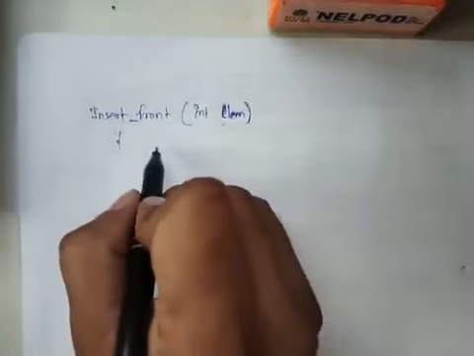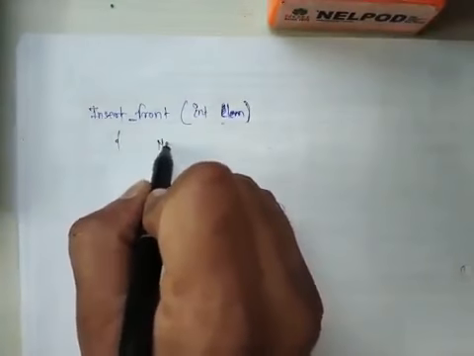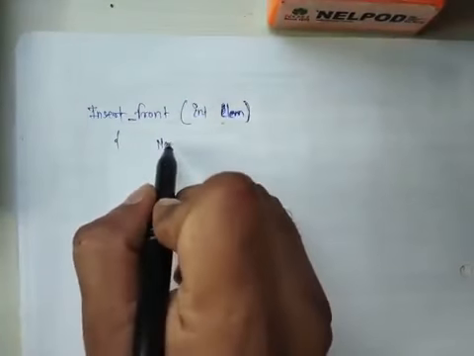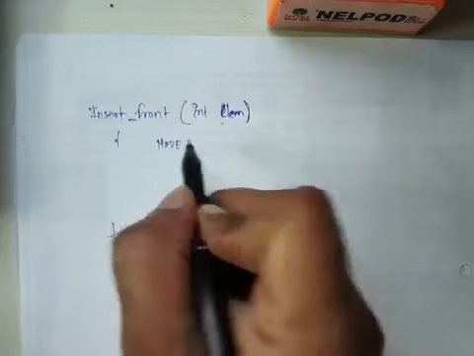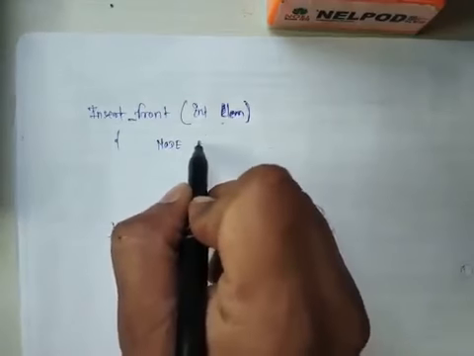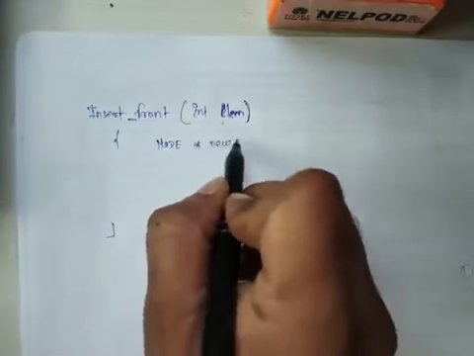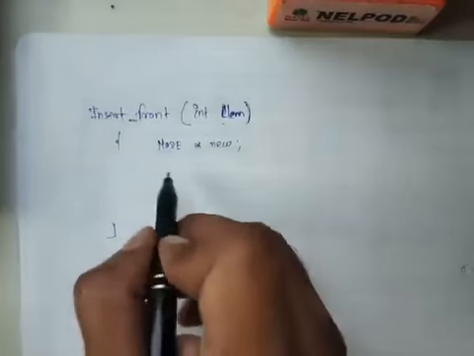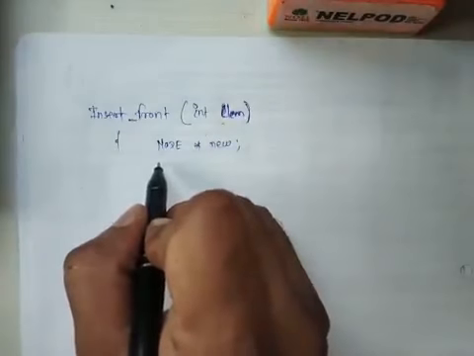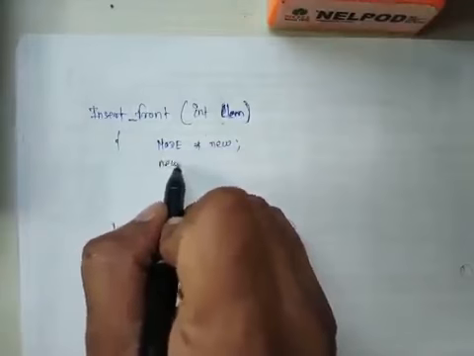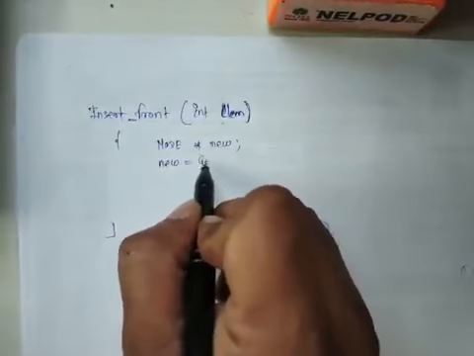Now here I'm going to write the structure variable, that is node. It is a new variable. Then we are going to allocate memory using the function getnode.